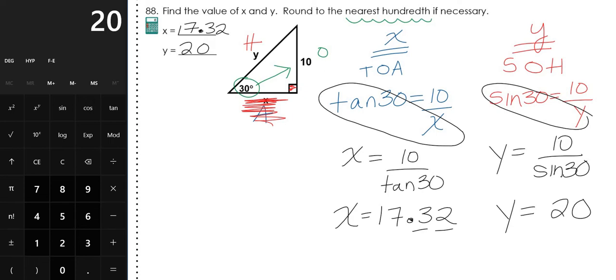Now, some of you may have noticed that this is a special right triangle. This special right triangle is our 30, 60, 90.